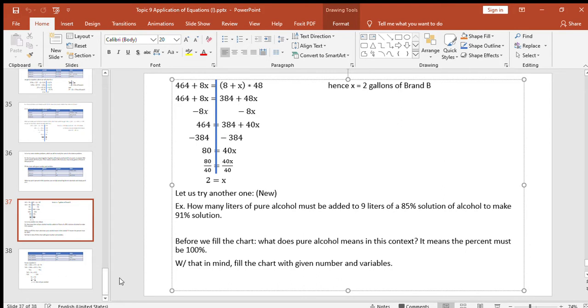Our example is: how many liters of pure alcohol must be added to 9 liters of an 85% solution of alcohol to make a 91% solution? Before we start filling out the chart, let's talk about what pure alcohol means. It means that the alcohol content of that liquid is 100%. So with that in mind, let's start filling up the chart.